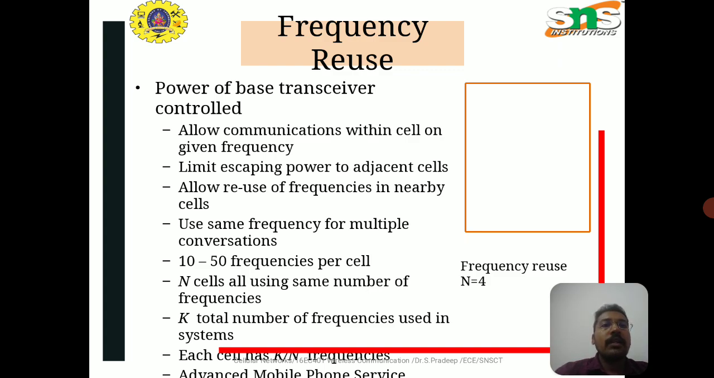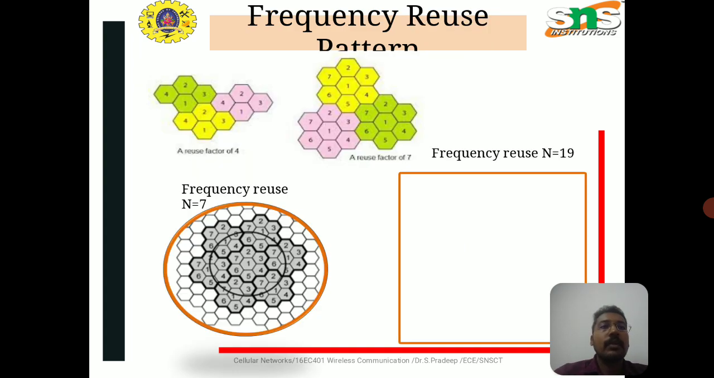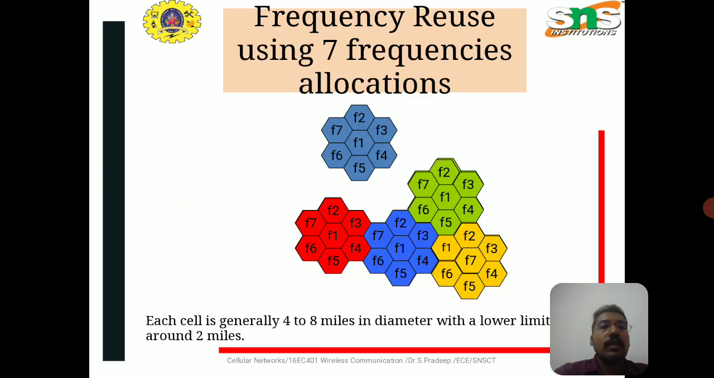Allow communication within a cell on given frequencies. Limit escaping power to adjacent cells. It allows reuse of frequencies in nearby cells. N cells all use the same number of frequencies. K is the total number of frequencies used in the system. A reuse factor of 4 or 7 is given in this figure. Each cell is generally 4 to 8 miles in diameter with a lower limit around 2 miles. Frequency reuse using 7 frequency allocations is shown in this figure.